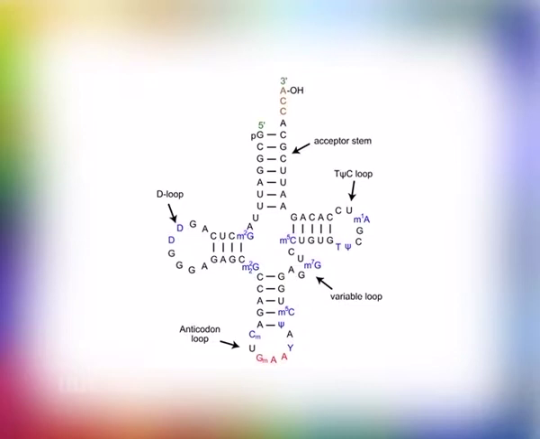The acceptor stem may contain non-Watson-Crick base pairs. There is a 5' terminal phosphate group. The CCA tail is present at the 3' end of the transfer RNA molecule. Amino acid is loaded into its position.